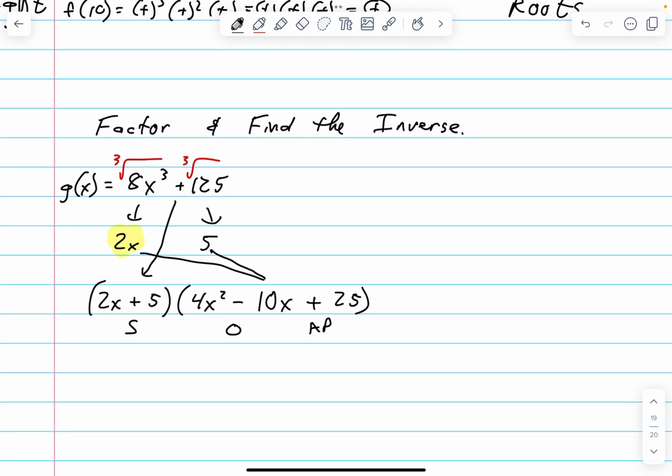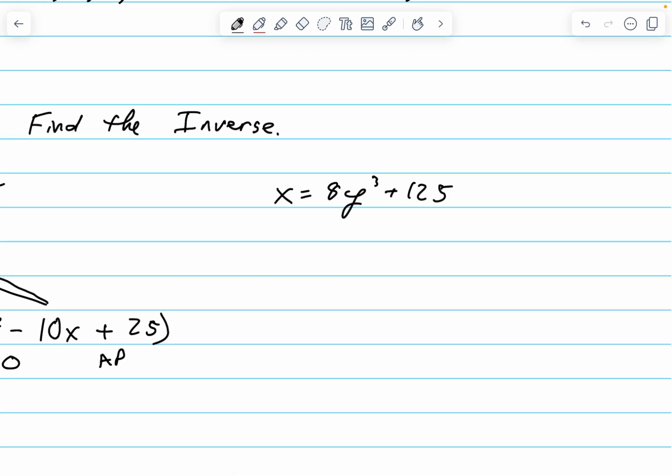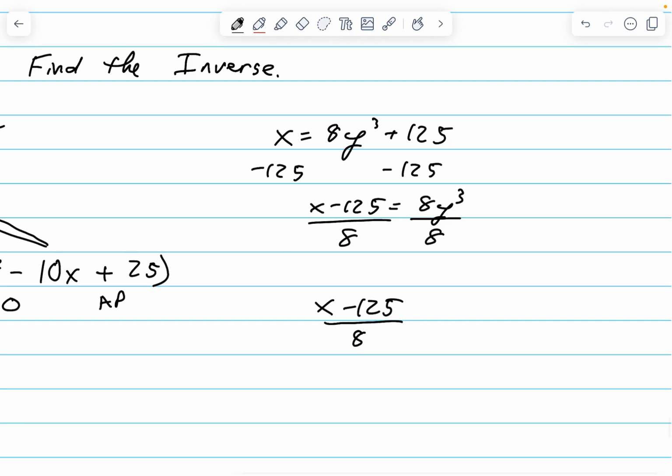Finding the inverse, just a reminder on the steps: you switch x and y, and then solve for y. So here we go, I switched x and y, moving my 125 over. Same process we did for linear functions. Now there's a cubed thing, but it's no different. I'm still solving for my singular variable. I'm going to leave it as this fraction. You could write x over 8 minus 125 over 8, but I'm going to leave it like this.